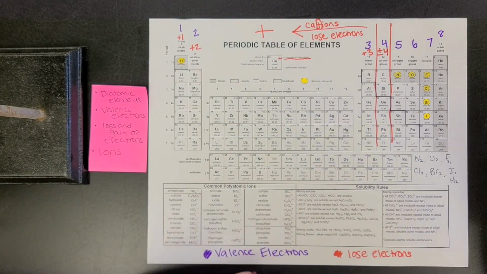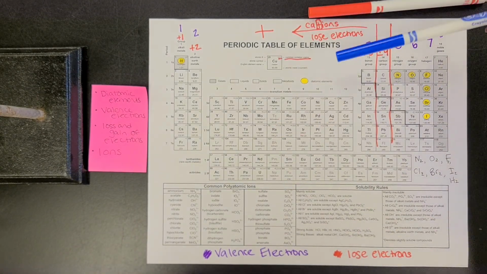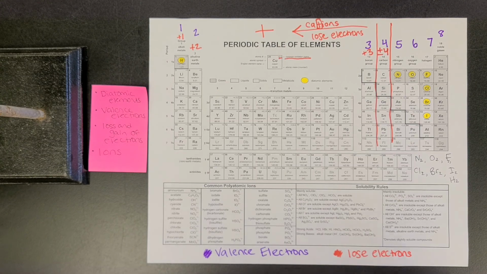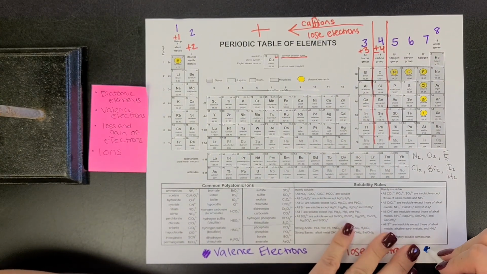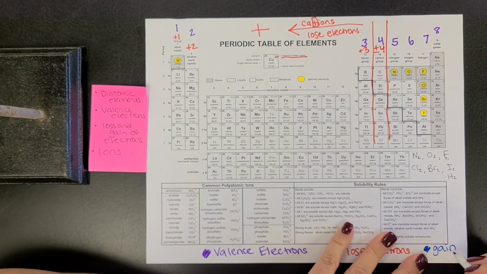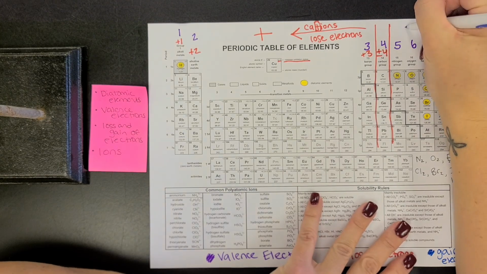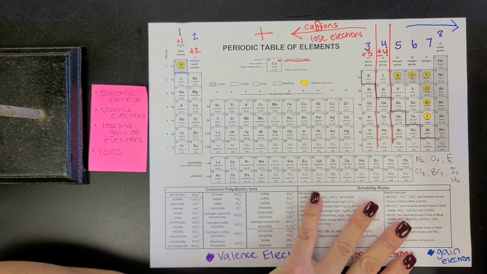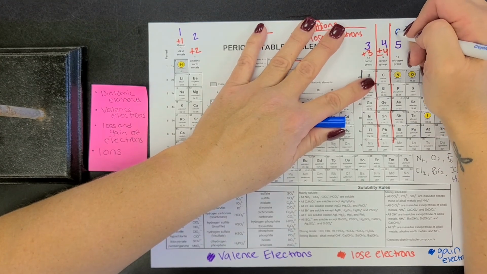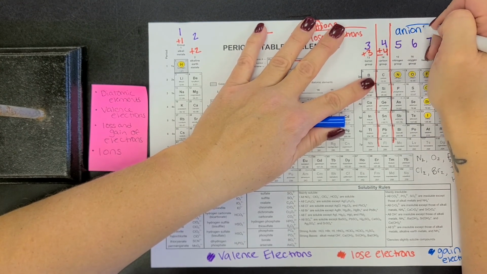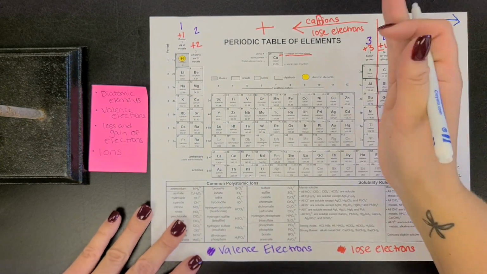Okay, so at group 15, we're going to start to gain electrons. So here's a key. Blue is going to be gaining electrons, okay? And when you gain electrons, you are forming anions. So these are negative ions.